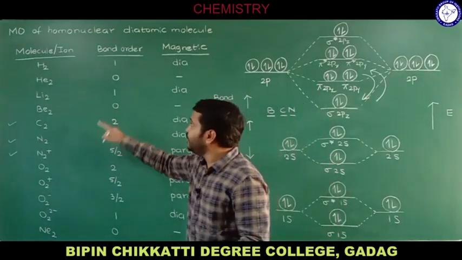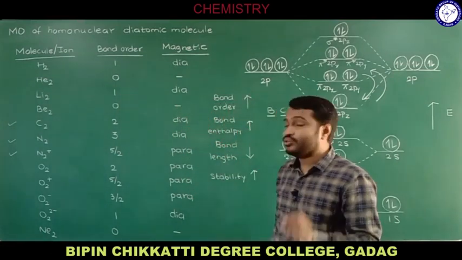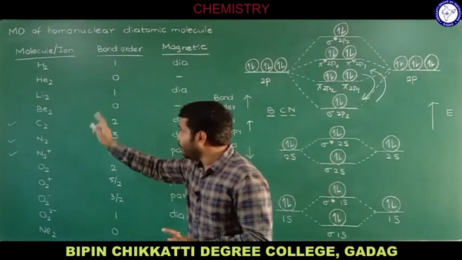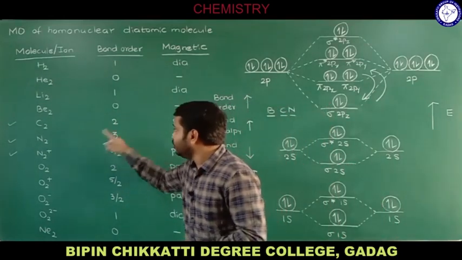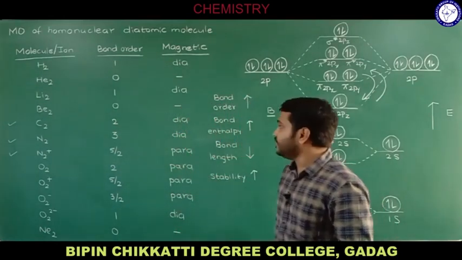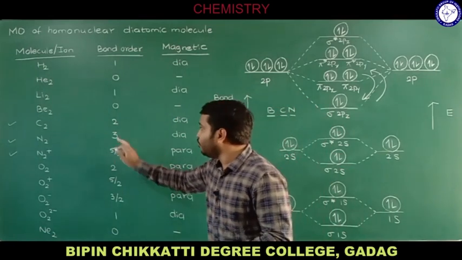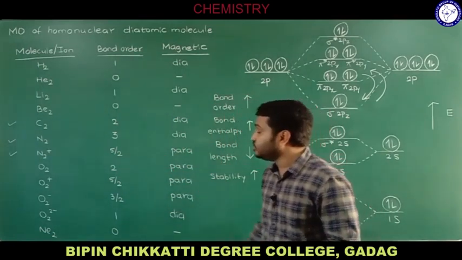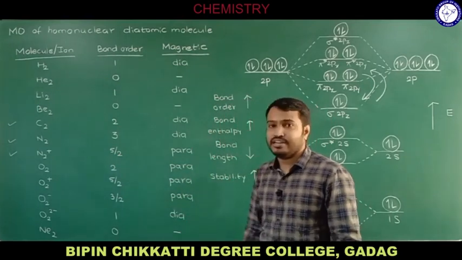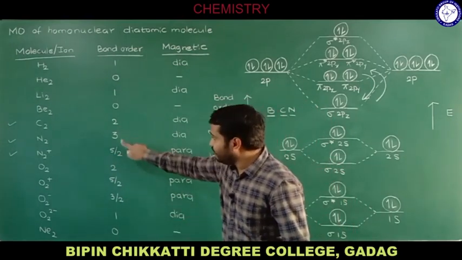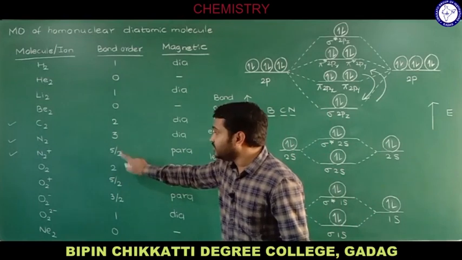In case of Li2, the bond order is 1, and that is also diamagnetic in nature. In case of Be2, bond order is 0, it does not exist, and C2 bond order is 2 and diamagnetic in nature. In a nitrogen molecule, bond order is 3, diamagnetic in nature. N2 plus, the bond order is 5 by 2, paramagnetic in nature.